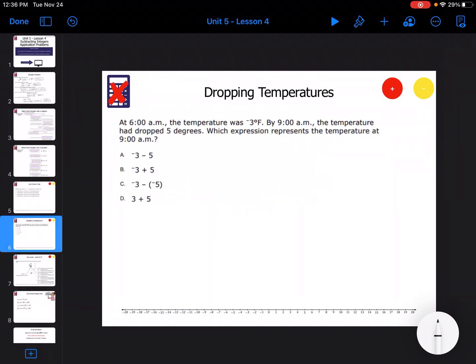Dropping temperatures. So we're at -3 and then the temperature has dropped 5 degrees. So I can do -5, right? Which expression represents the drop in temperature? So I can say this one, or I could have said -3 plus -5. Either one of these is going to get me the right answer.